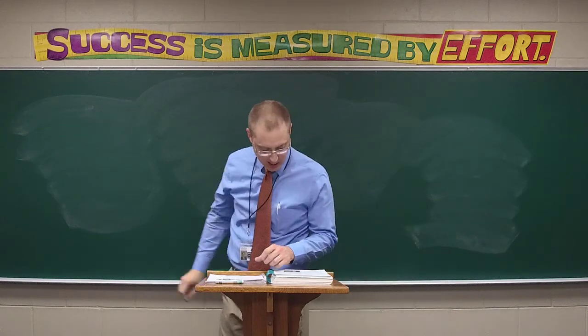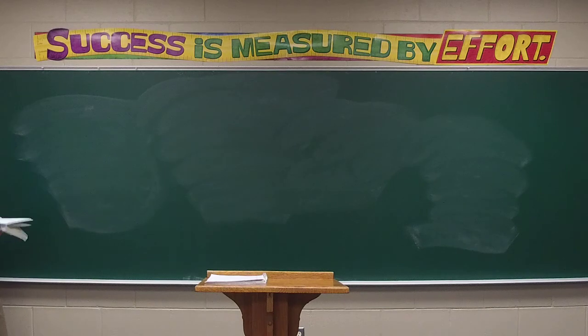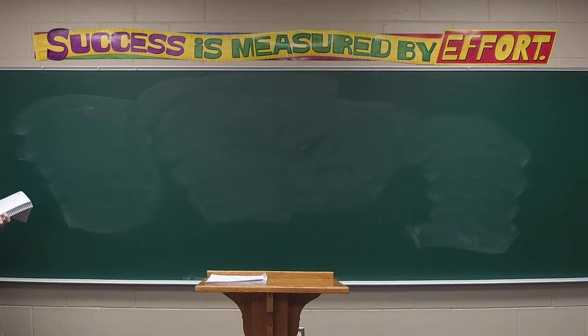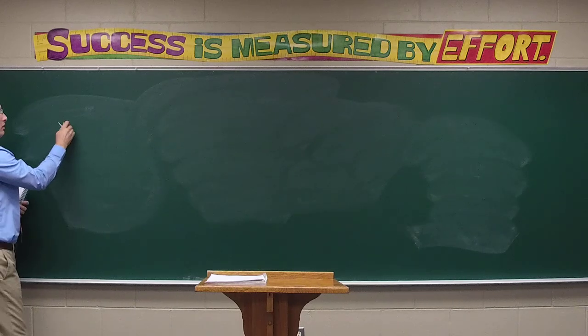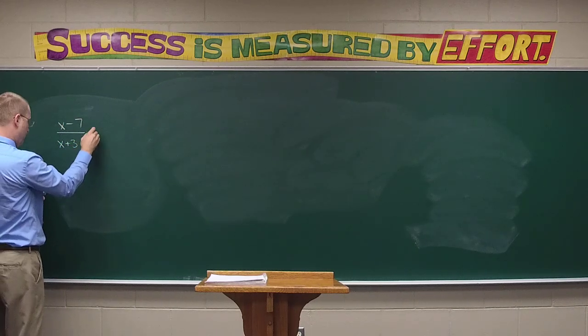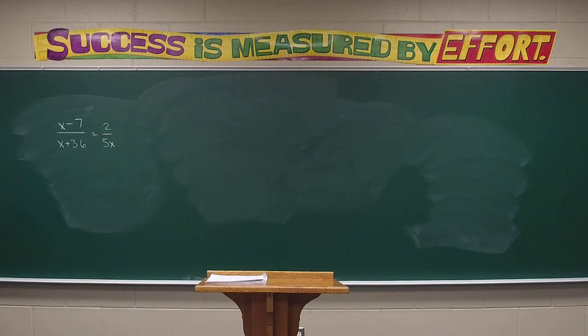All right, number 18. It's a rational equation, but it's a single fraction equal to a single fraction, class. We call that a proportion. To solve a proportion, we just cross multiply. So we've got x minus 7 over x plus 36 all equal to 2 over 5x. When we cross multiply, what does the equation become, Abby?